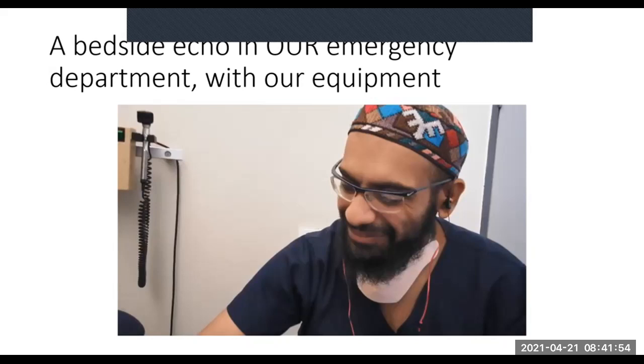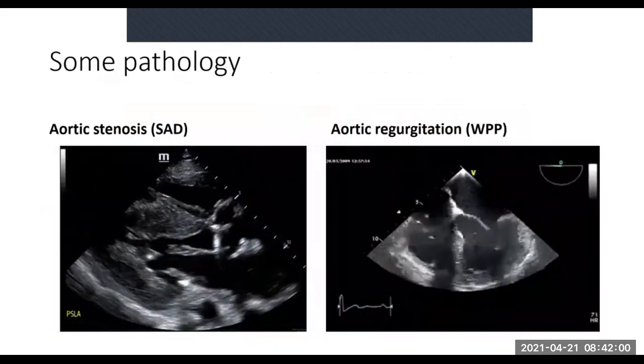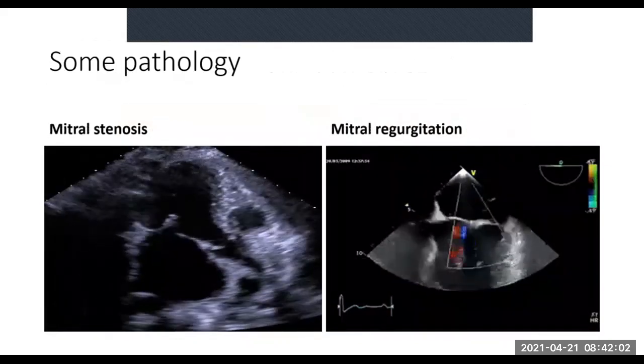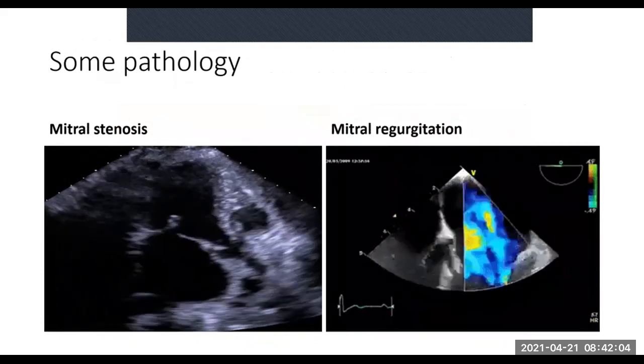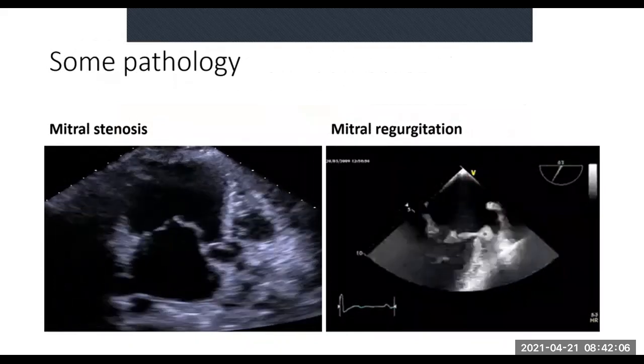But it just shows you it is possible. Even with a larger footprint, you can see everything. All right. So sorry, let's just go back one. So what you're going to do now is we're going to look at some pathology. All right. So this is so that you guys get an idea of what these things look like.